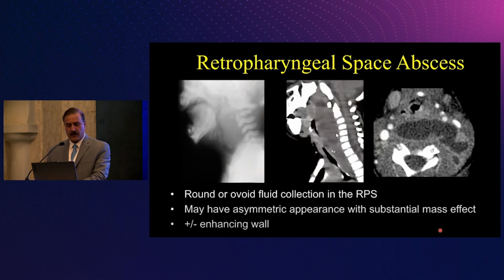Moving on to infections, of course, we have retropharyngeal space infections, the abscesses. Most of the time it is seen in the pediatric population. You do not need to see what we normally associate with abscess, the peripheral wall enhancement. And you can see it's multiseptated, extending into different spaces, and typically that's how it looks.